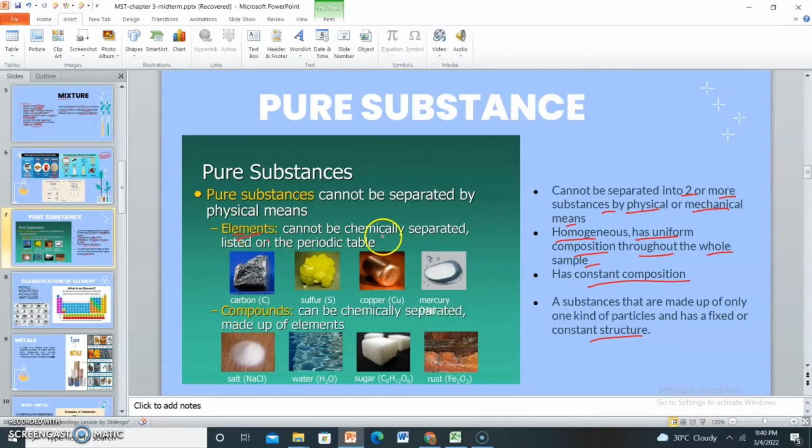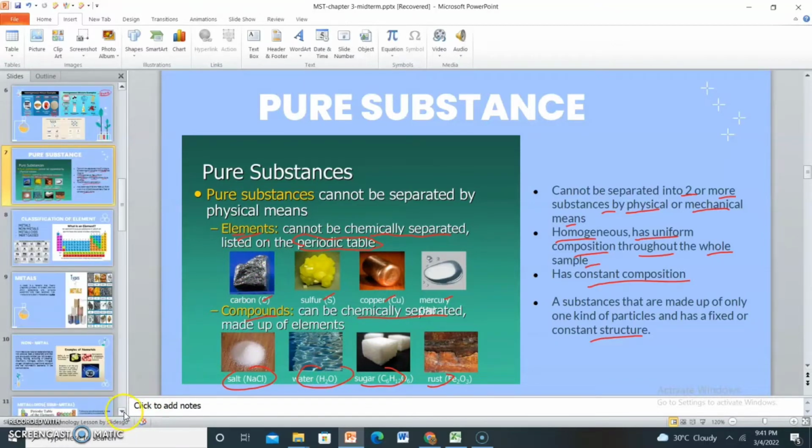Elements cannot be chemically separated. Makikita siya sa periodic table. For example, carbon, sulfur, copper, mercury. Unlike sa compounds, they can be chemically separated, made up of elements. For example, salt, water, sugar, and dust. So those are the pure substances, the elements and compounds.